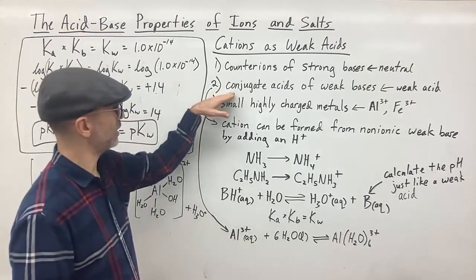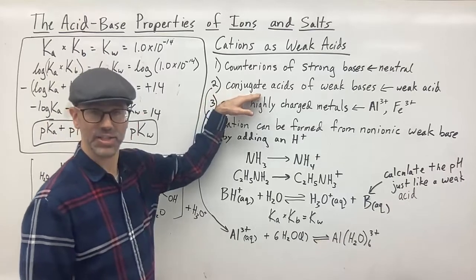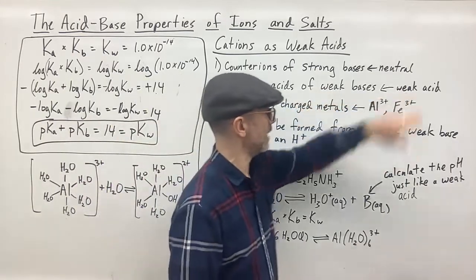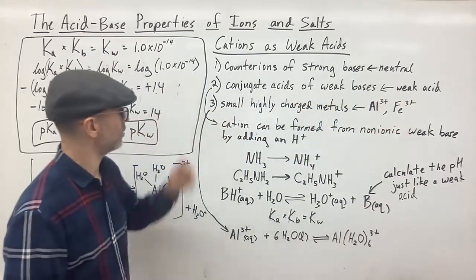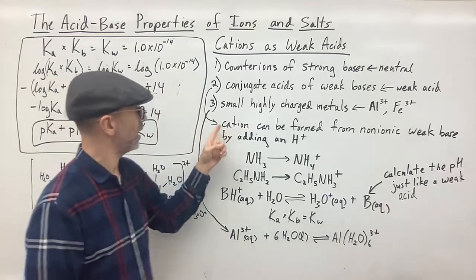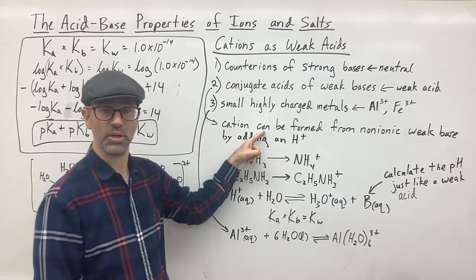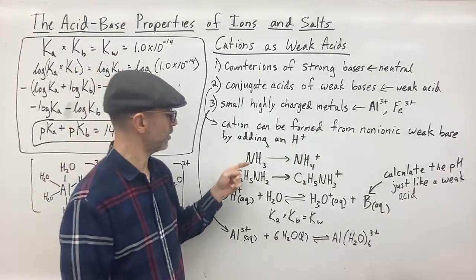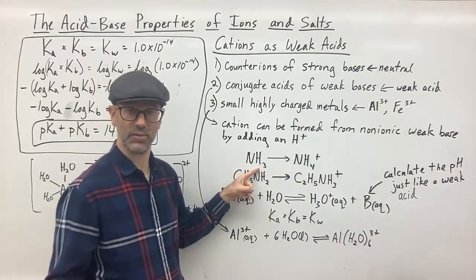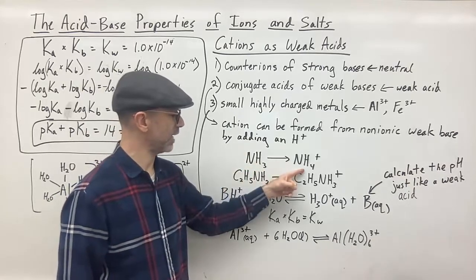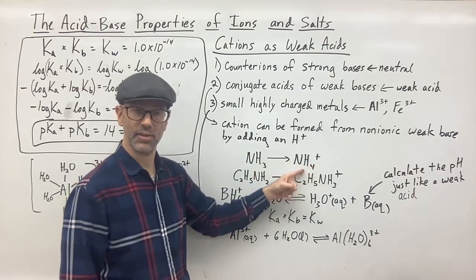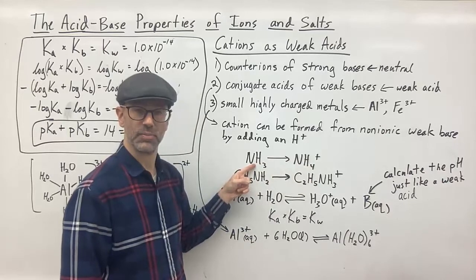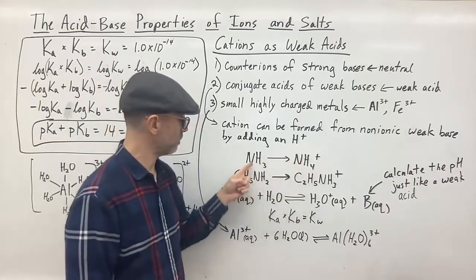The second group we have is that the cation acts as a conjugate acid of a weak base. So in that case, it's going to act as a weak acid. And so I have here an example. In this case, the cation can be formed from a non-ionic weak base by adding H plus. And here are a couple examples. So I have NH3, which is a weak base. If I add H plus to that, I get NH4 plus, the ammonium ion. This will act as a weak acid. It's the cation of the weak base. So this is a conjugate acid of the weak base NH3.